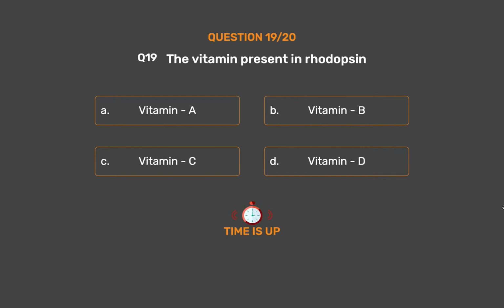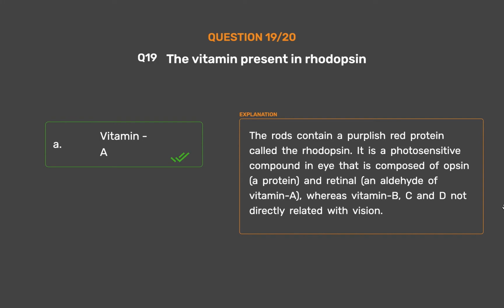The correct answer is Option A, vitamin A. The rods contain a purplish-red protein called rhodopsin. It is a photosensitive compound in the eye that is composed of opsin, a protein, and retinal, an aldehyde of vitamin A, whereas vitamin B, C and D are not directly related with vision.